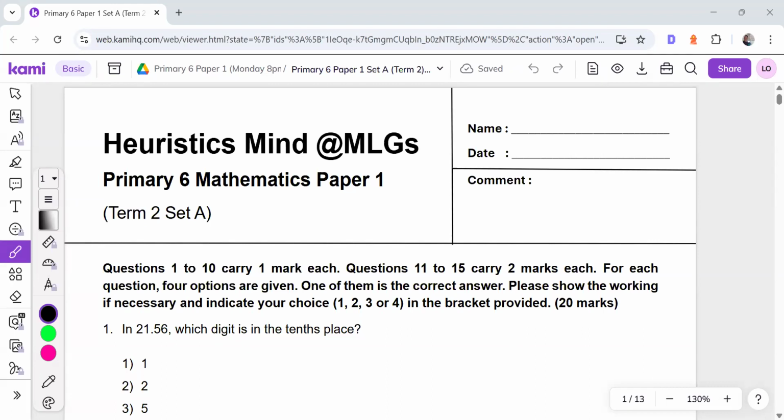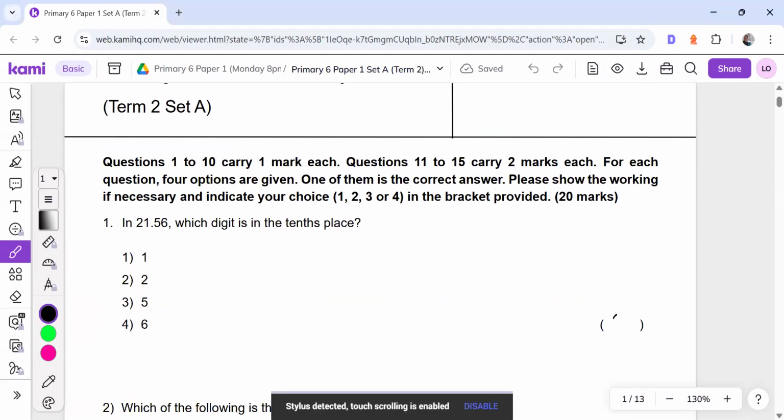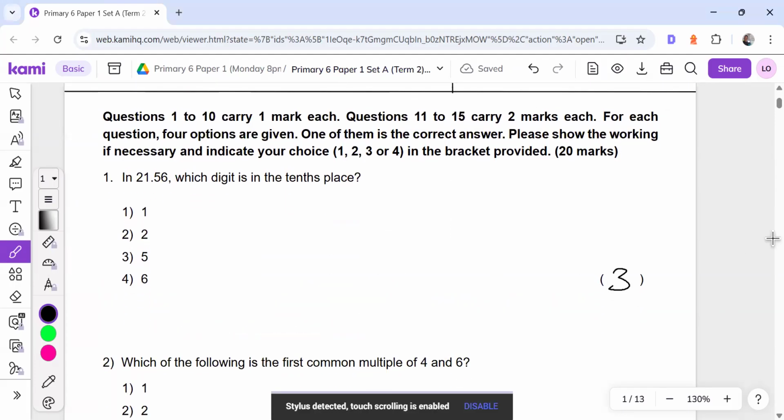Okay, come. So let's check the answers and then we will go through. I'll give the answer first and then later I'll go through how to do it. So question number one, the answer is number three. How do we get number three? I think that's quite simple. Which digit is in the tenths place? That's a decimal. When you see a TH, that's a decimal.